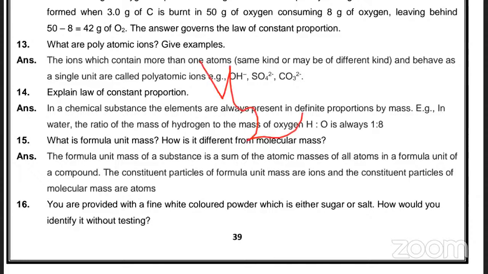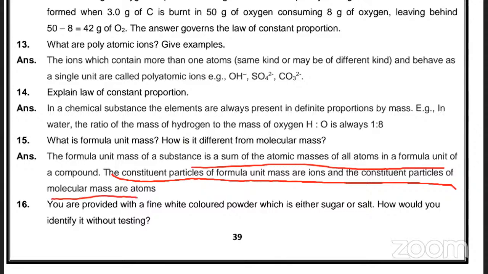Suppose we talk about H2O, then it will always come in power. And what is formula unit mass? How is it different from molecular mass? The formula unit mass of a substance is the sum of atomic masses of all atoms in a formula unit. The constituent particles of the molecular mass are atoms.